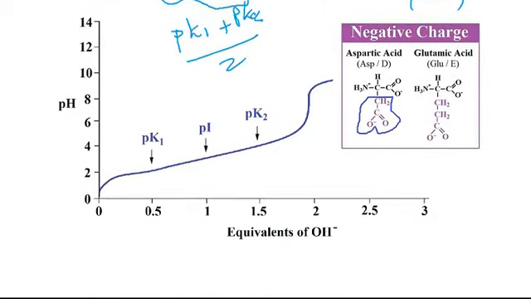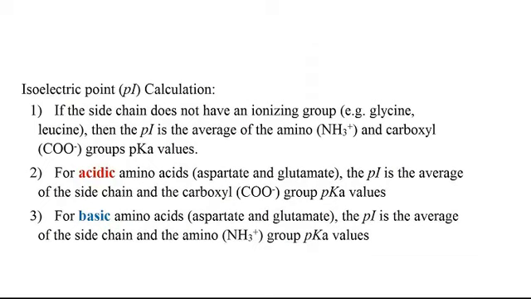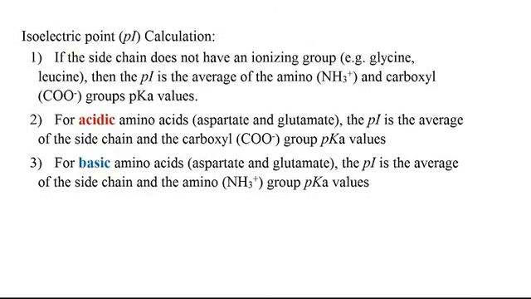So with that background in mind, this is how we calculate the isoelectric point. I just described it for you, but let's go over it one more time. If the side chain does not have an ionizing group, like for instance in glycine or leucine, then the isoelectric point is the average of the amino group and the carboxylic group. The pKa of the amino group is about 9, the carboxylic group is about 2, so 9 plus 2 divided by 2, about 5.5, is the isoelectric point generally for amino acids without an ionizing group.